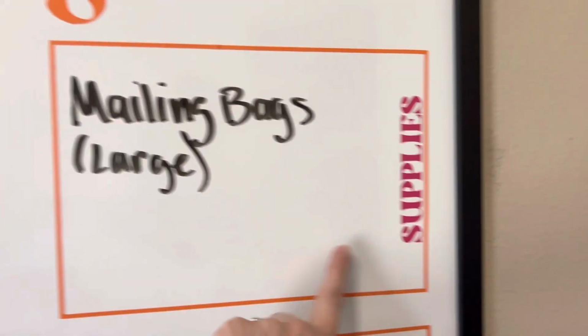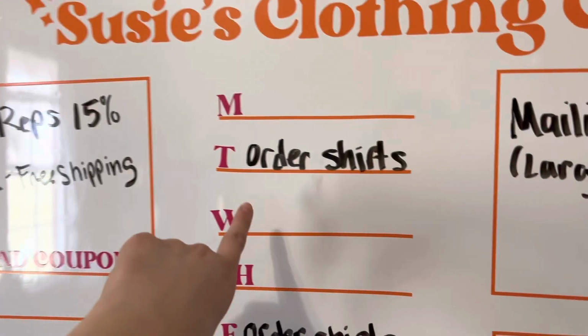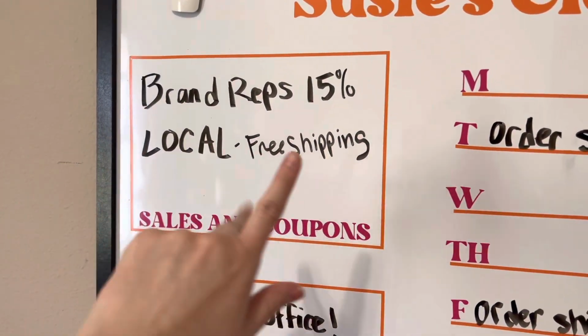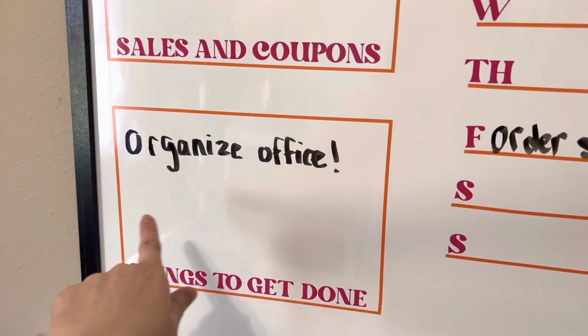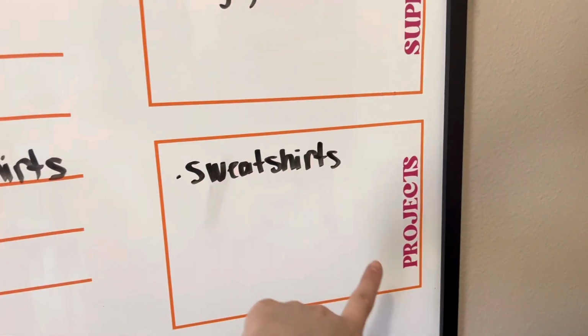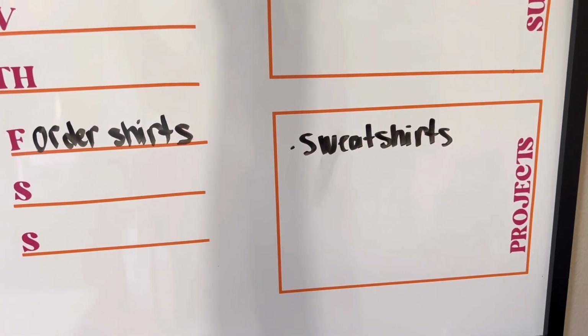Alright, so my supplies, I need some bigger mailing bags. Tuesday and Friday are shirt ordering days. My current sales and coupons. Organized office. This is the plan for today. My next project is sweatshirts, which I'm super excited for.